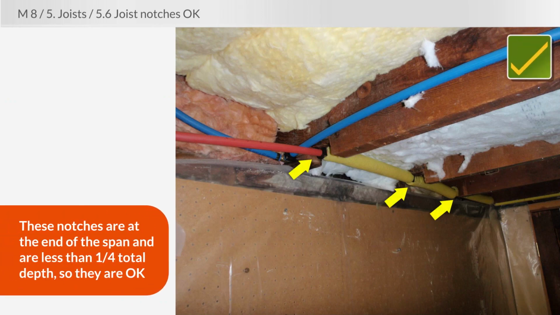These notches are at the end of a joist span. And they're less than 1/4 of the total depth of the joist, so they're just fine.